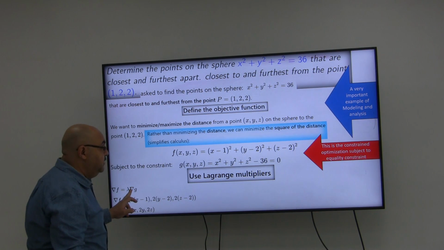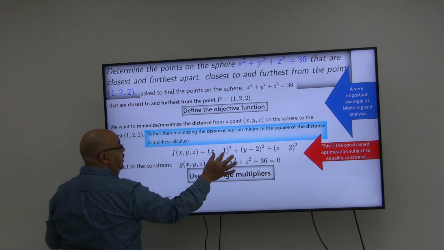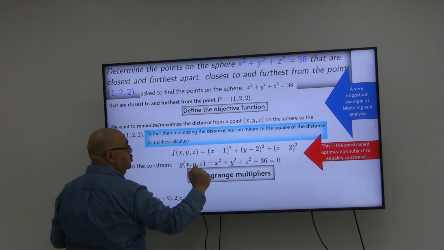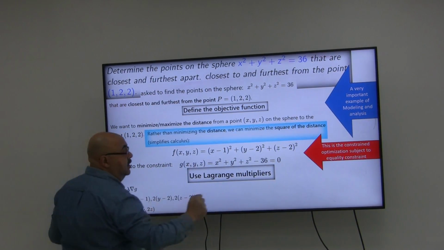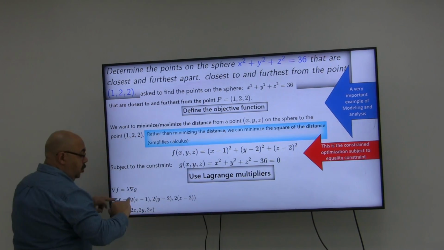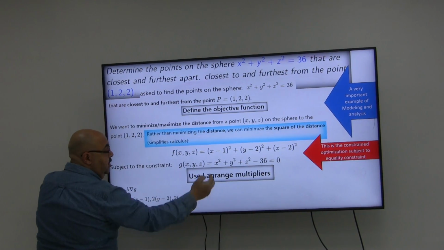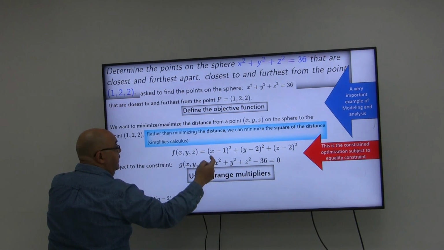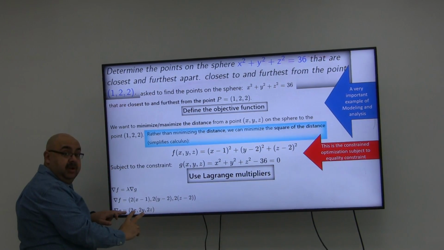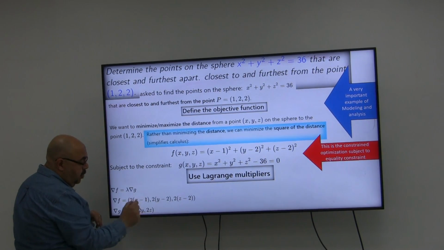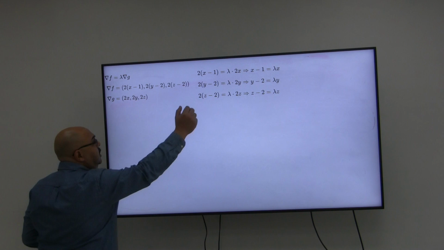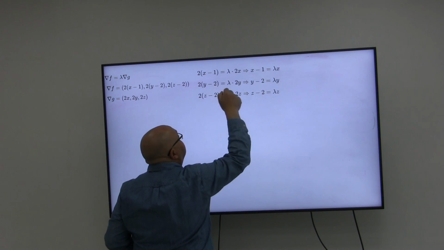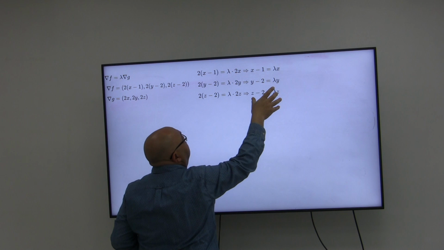Let's differentiate together. I want to differentiate this part, which is going to be 2 times (x minus 1) for the x coordinate, then 2 times (y minus 2) for the y coordinate, then 2 times (z minus 2) for the third coordinate. That's the gradient vector of f. The gradient vector of g is going to be 2x, 2y, 2z. Then I will equate the first component to 2x multiplied by lambda. This is the Lagrange equation. That's the first condition, that's the second, that's the third.